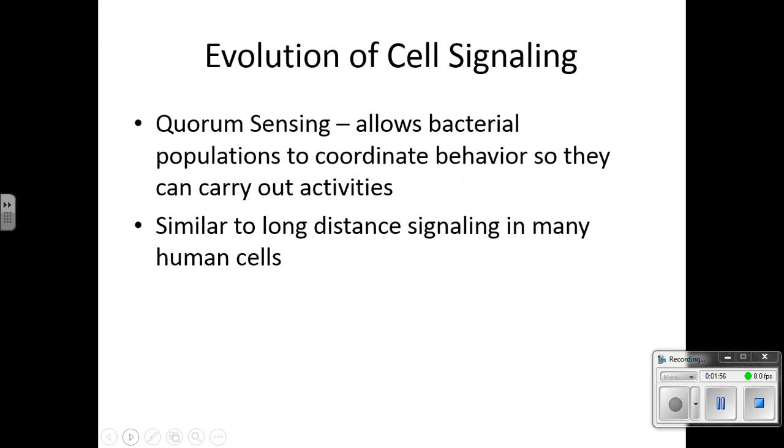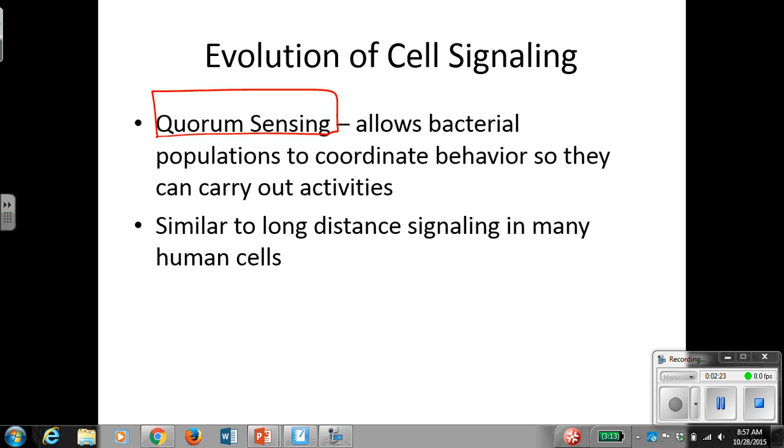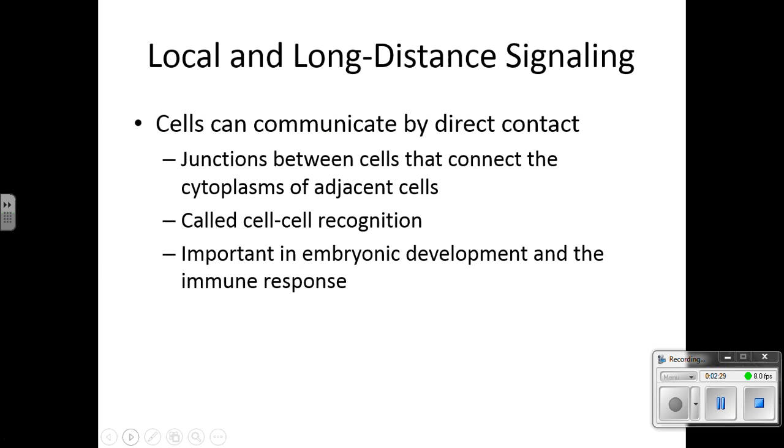Quorum sensing allows bacteria populations to coordinate behavior so they can carry out activities. Think about bacteria, they don't talk to each other, but they do send signals or chemical messengers to each other, and that's going to allow them to work together to create a common good, or a common, well, for them, maybe not for us, goal. That's called quorum sensing. You want to know what that is. It's similar to long-distance signaling in many human cells. And we'll get into what long-distance signaling is in human cells.